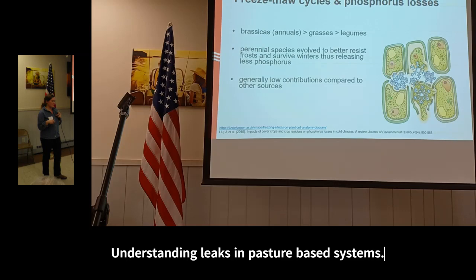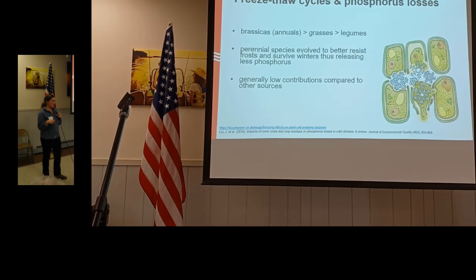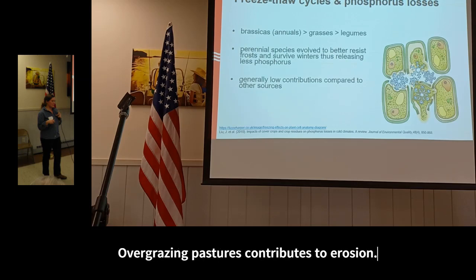And this is an emerging field of research. But they think that perennial species are evolved to better resist these frosts and survive winters, so they release a little bit less phosphorus. So many of your perennial systems that a lot of you have, you're probably already doing a great job of this, and this might have more implications for our cover croppers. And generally, this is a pretty low contribution compared to other sources, but just one to be mindful of.